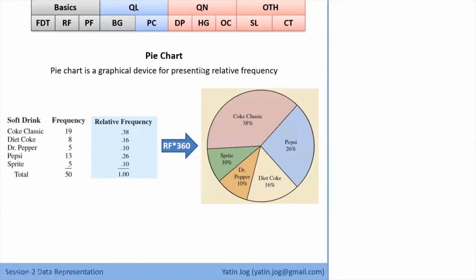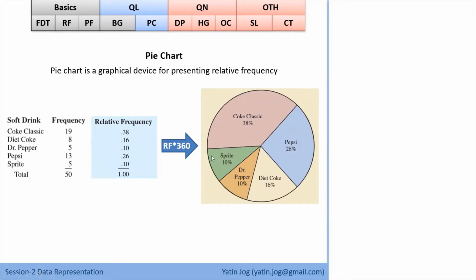Next is pie chart. As I have told you, relative frequency is used to calculate the angles, and the formula is relative frequency times 360, because in a circle the total number of degrees available is 360. So we have to multiply relative frequency by 360. Relative frequency is 0.38 for Coke Classic. If I multiply 0.38 by 360, whatever angle I get is the angle for Coke Classic.